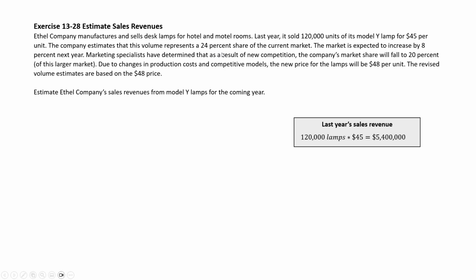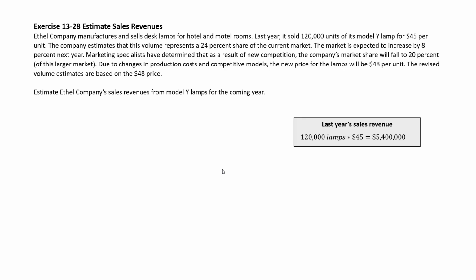This past year, when we sold 120,000 units, it was 24% of the market. The market in the upcoming year is expected to increase by 8%, but because there's extra competition, their market share is going to drop from 24% to 20%. So let's focus on the number of units so far.